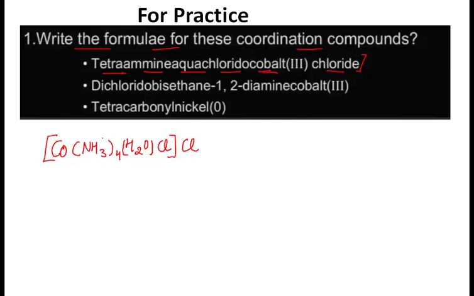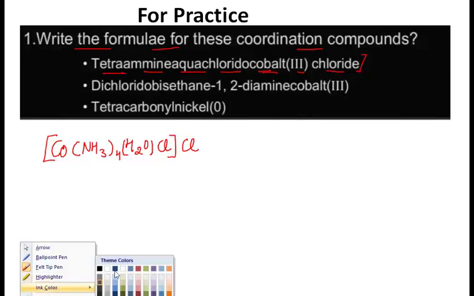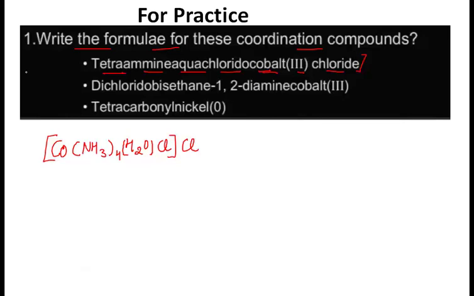We have to find the charge on the complex. How can that charge be calculated? First of all, in this case, the oxidation state of the central atom is given. The oxidation state of the central atom Co is plus 3, as given in Roman numeral 3. Now amine: you have to remember that amine is neutral, so it will have 0 charge. In the same manner, water is also neutral, it will have 0 charge. And chloride will have -1.